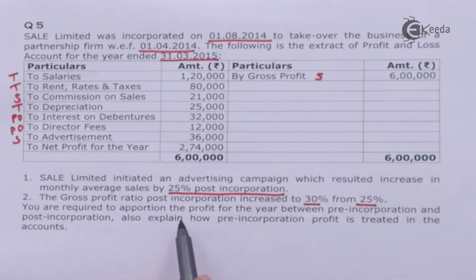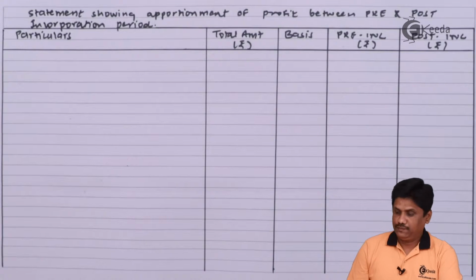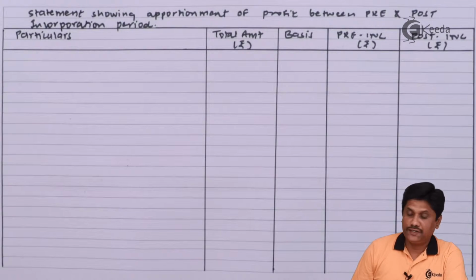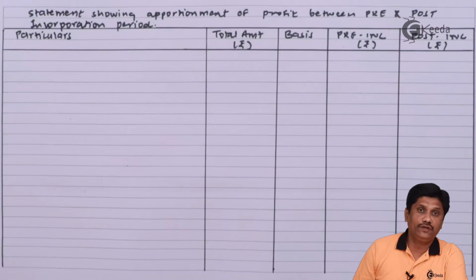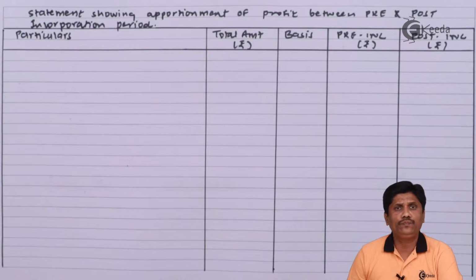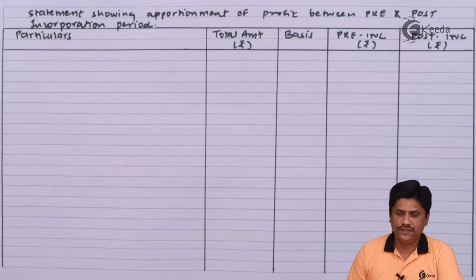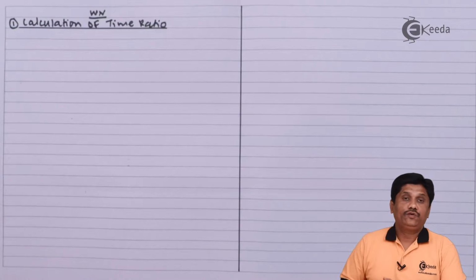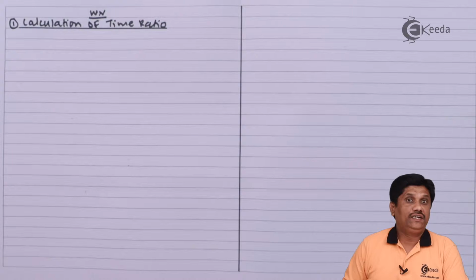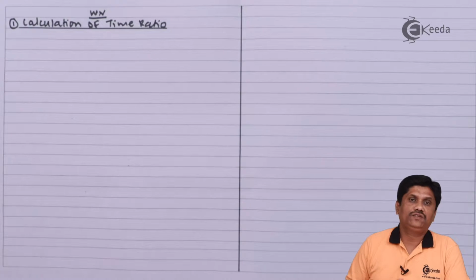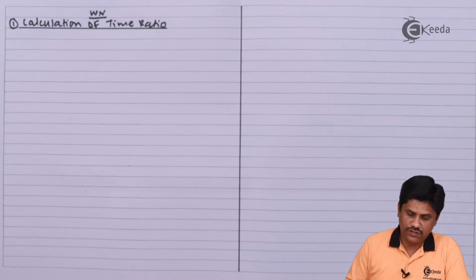You are required to apportion the profit for the year between pre and post-incorporation period and also explain how pre-incorporation profit is treated in the accounts. Let's prepare a statement. Before I proceed with calculations and actual presentation, two basic working notes will be drawn for time ratio and sales ratio. In order to calculate time ratio, I need three dates. First date is takeover, next is incorporation, next is account closing. So three dates are required.